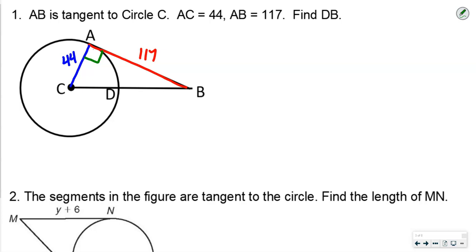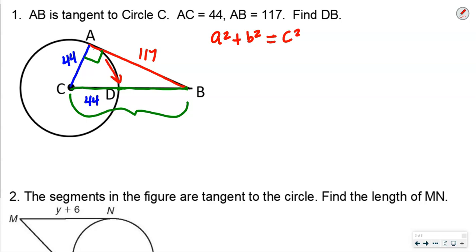And if we're doing a problem like this and we're looking for DB here, okay, this is the length we're looking for. So what I want to do is find the whole length of that side. And then I also noticed that CD is 44 as well. Why? Because it is another radius, okay? So what I'm going to do is find all of this right here and then subtract 44 from it to get DB. So we're going to use our formula A squared plus B squared equals C squared.